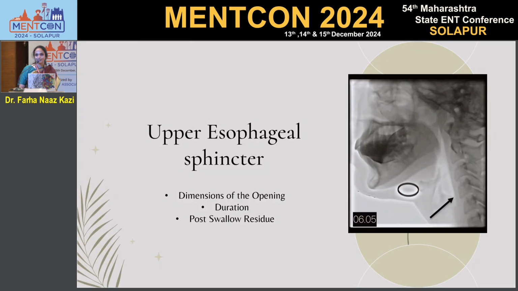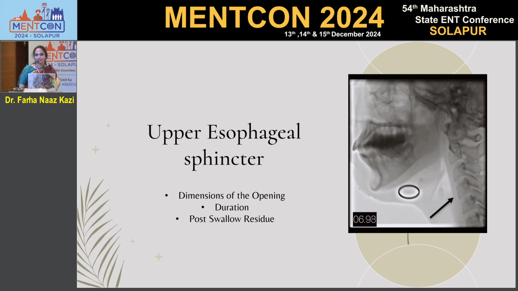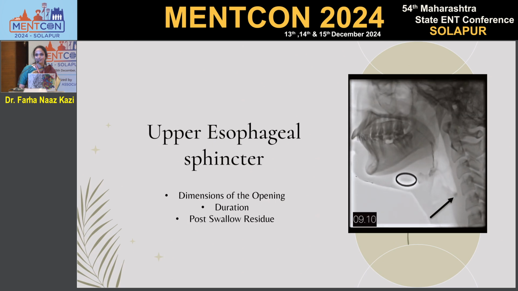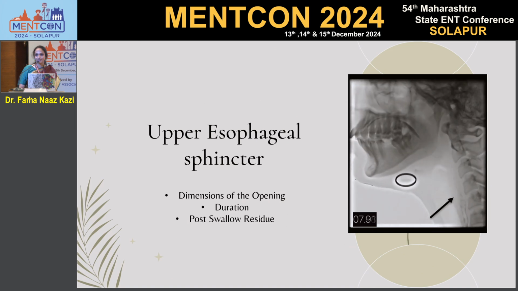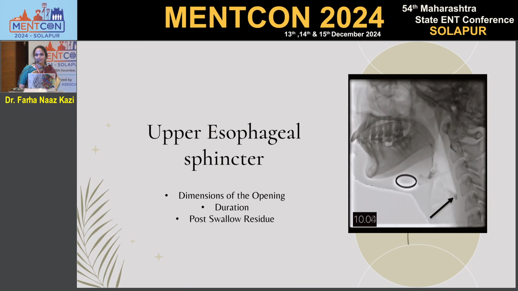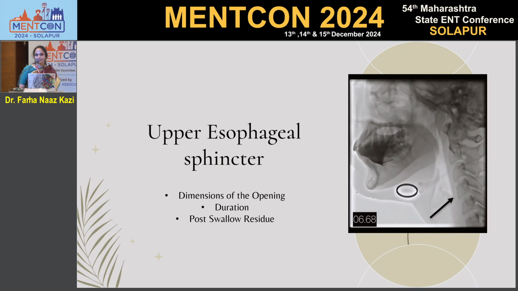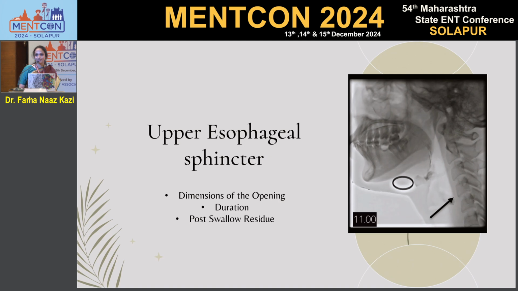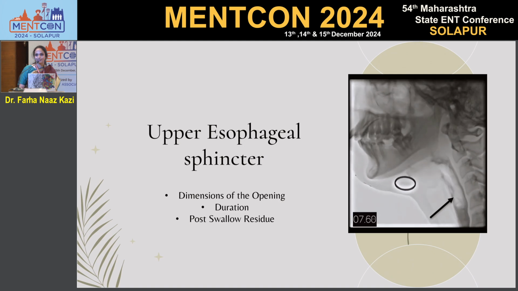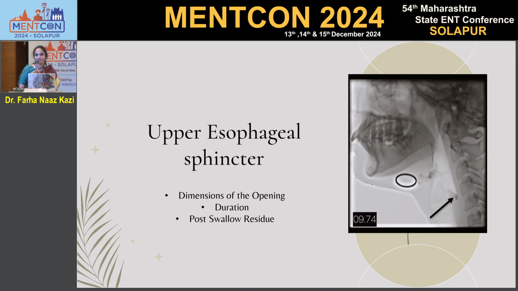Next, most of our favorite is the upper esophageal sphincter. Once the upper esophageal sphincter is identified, we check the dimensions of the opening of the upper esophageal sphincter. For how long was the upper esophageal sphincter open? And also we check for post-swallow residue at the level of the upper esophageal sphincter.